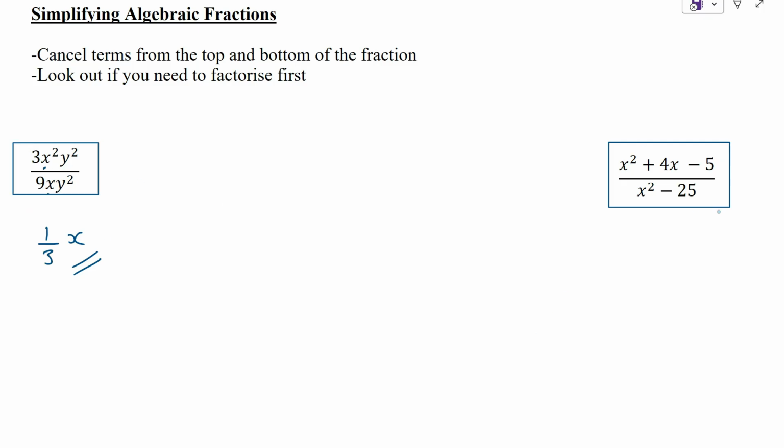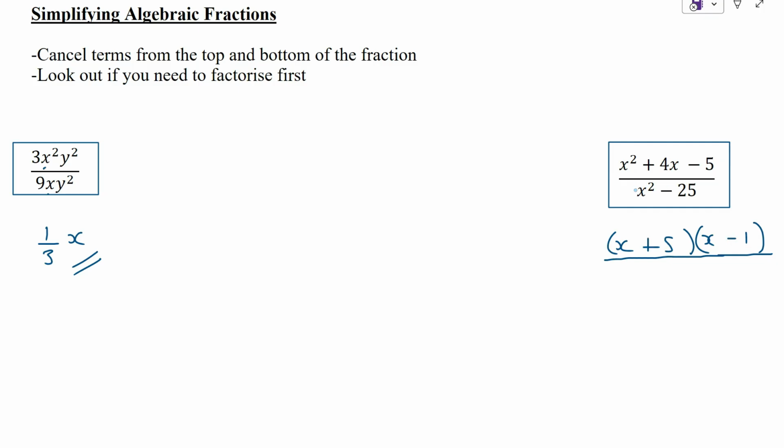For this second fraction here, we can see we can't actually cancel out any terms like we could do here. So all we need to do is actually factorize these. So if we rewrite this, it's a quadratic, so it's going to be double brackets. Two numbers are multiplied to give us 5, add or minus to give us 4. I can think of plus 5 minus 1.